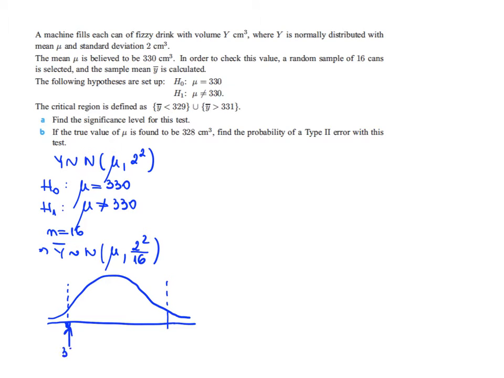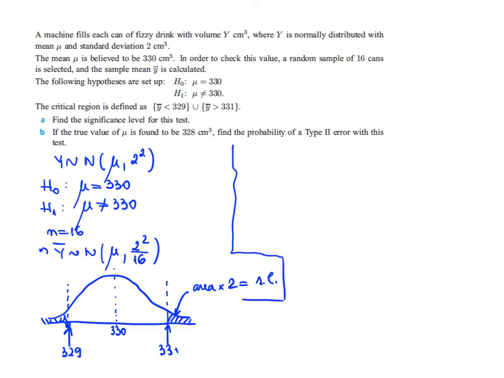I am given this time the critical region, which is outside 329 and 331. Please notice that that's a symmetric interval. So we do two-tailed hypothesis testing for distributions that are symmetric. And I'm asked about the significance level. Significance level is a sum of these two probabilities, and because it's symmetric, it's that area times 2, or the other area times 2. So to find the significance level, I'm going to calculate this area and multiply it by 2.